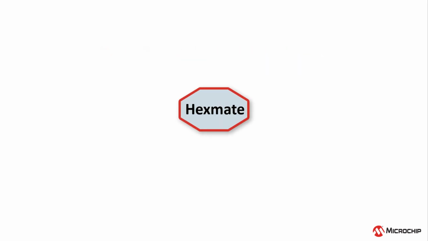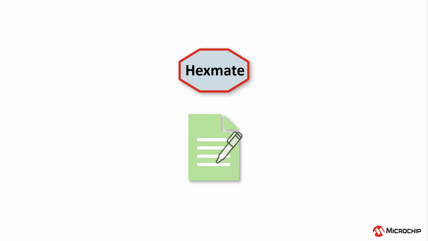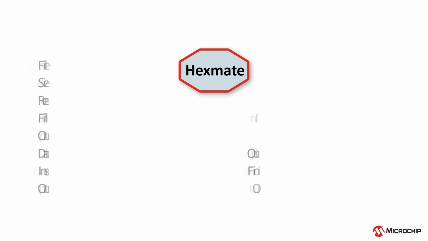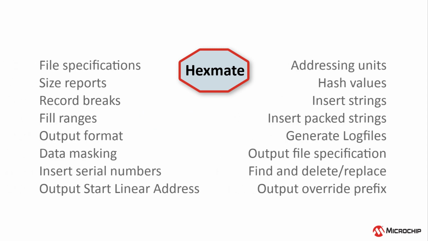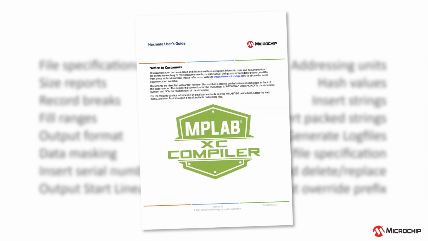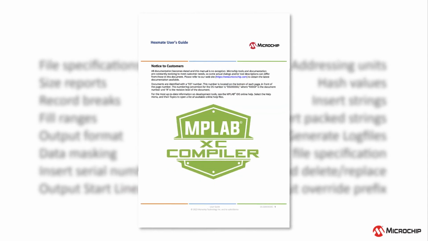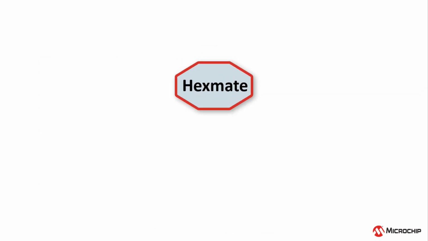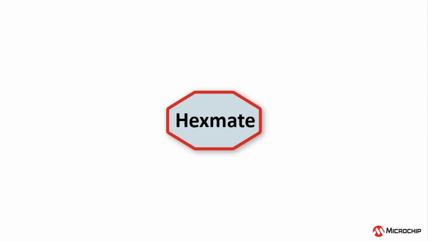Hexmate is a versatile tool that can customize the program image stored in hex files generated by all Microchip compilers. This video has introduced just some of Hexmate's many features. Hexmate functionality is discussed in full in the Hexmate User's Guide. Take your time to explore what it is capable of. You're sure to find that Hexmate is a valuable tool for your program development.